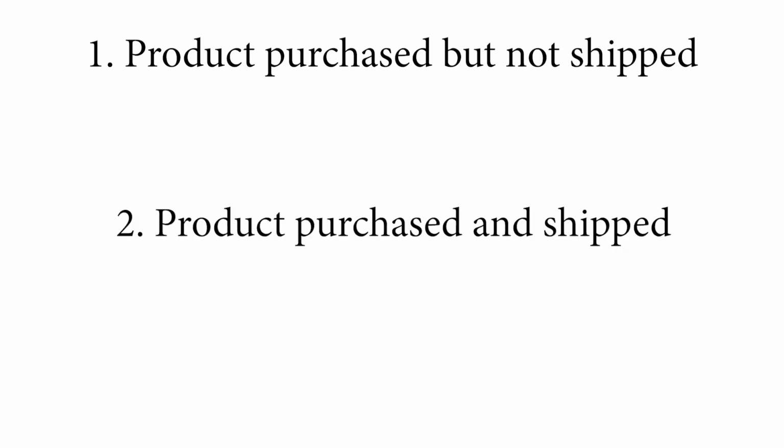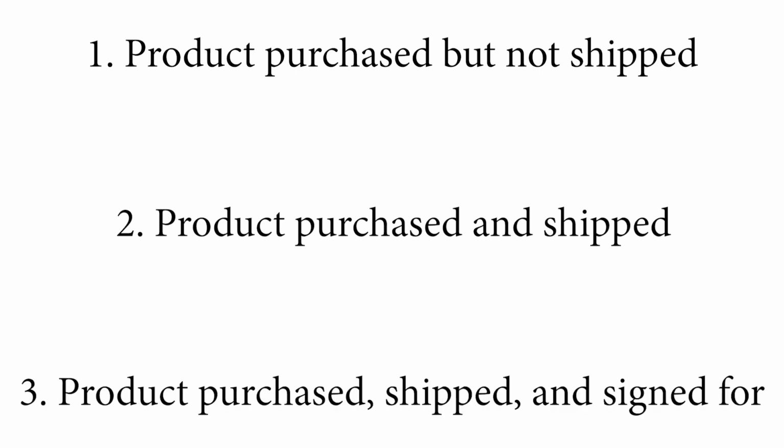The first one is the product has been purchased but not shipped. The second one is the product has been shipped and is en route but not yet received. And the third is that the product has been accepted and waiting for your review. So let's start off with the product not shipped. This is probably the safest one for getting your refund, no questions asked.